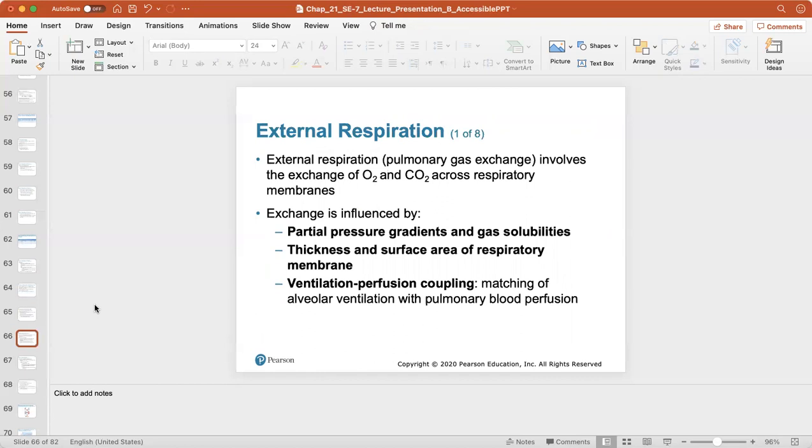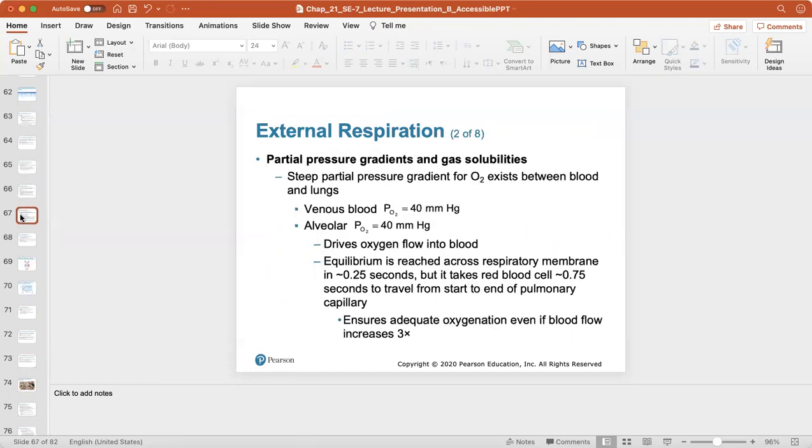Exchange is influenced by partial pressure gradients, gas solubilities, the thickness and surface area of the respiratory membrane, and ventilation perfusion coupling, which is matching of the alveolar ventilation with the pulmonary blood perfusion. Regarding partial pressure gradients and gas solubilities, steep partial pressure gradients for oxygen exist between the blood and the lungs. Venous blood has a partial pressure of oxygen of about 40, alveolar of about 100, which drives the oxygen flow into the blood.